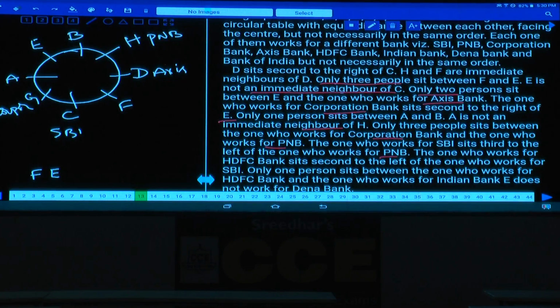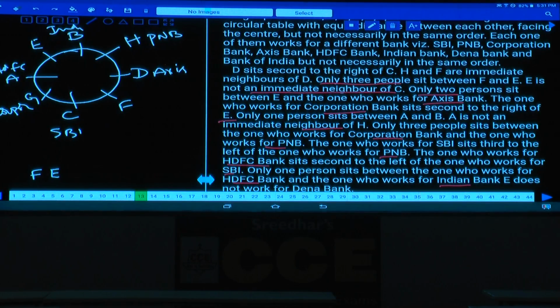The one who works for HDFC sits second to the left of the one who works for SBI, so HDFC must be here. Only one person sits between the one who works for HDFC and the one who works for Indian Bank. Between HDFC and Indian Bank there must be exactly one person, hence this B works in Indian Bank.